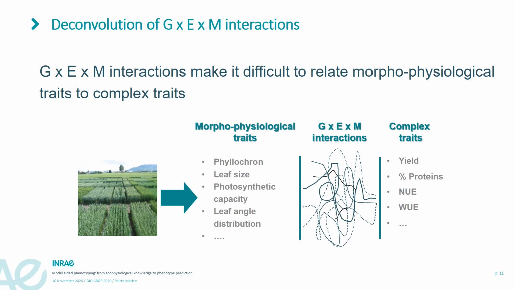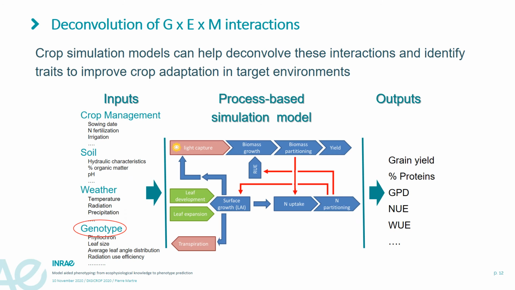One difficulty now is to relate variations of simple morphophysiological traits describing the structure and functioning of canopies to complex traits such as yield or protein content. This is because of large genotype by environment by management interactions. And these interactions can be deconvolved using process-based simulation models informed with parameter values estimated from phenomics, and used to simulate grain yield or protein concentration.